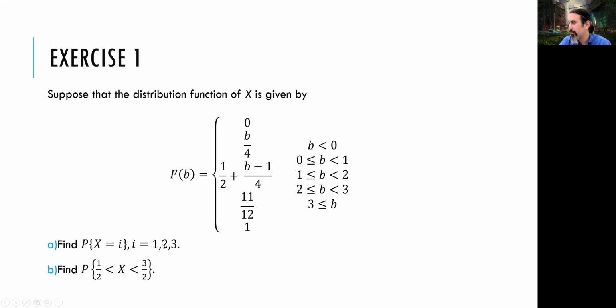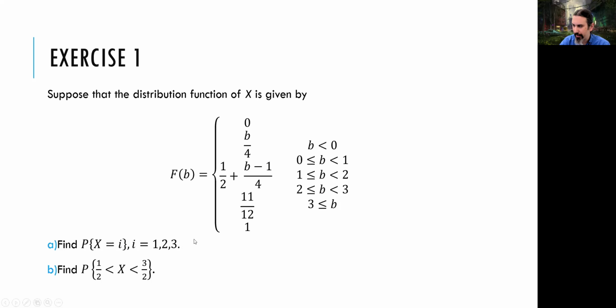The probability of x is equal to 2. I'm going to check the point 2 from right and left side once again. From the left hand side, if I add 2 here, I have 3 over 4, I think, right? That's 3 over 4. And from here, I have just 11 over 12 anyway. So the difference between those two is going to be 1 over 6. So for x equal to 2, the probability is 1 over 6.